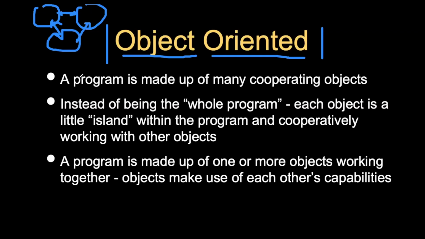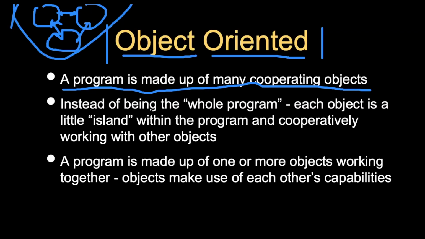So with that said, let's go through what the author is saying here. A program made out of many cooperating objects. This is exactly what I just illustrated here, right? This entire block right there. Instead of being the whole program, each object is a little island. You can treat each object as its own unit. It's got its own brain and power to do what it needs to do. That's the logic within the program, and cooperatively, meaning they can work with each other. A program is made up of one or more objects working together. Objects make use of each other's capabilities, okay?